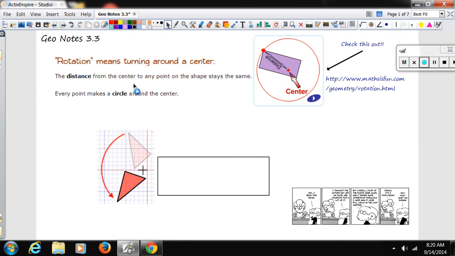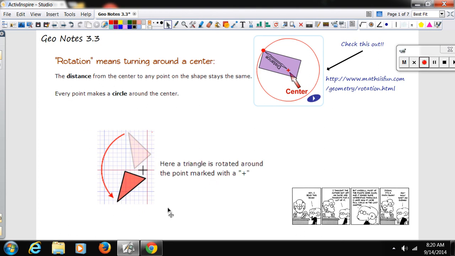A rotation is a turning around the center. The distance from the center to any point on the shape stays the same, and every point makes a circle around the center. Here you can see the little plus sign where the center point is. We often use the origin as a center, but sometimes you use different points. You just put a plus sign where it would be, and it says here a triangle is rotated around the point marked with a little plus sign.